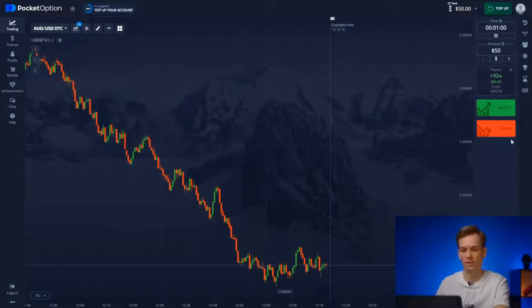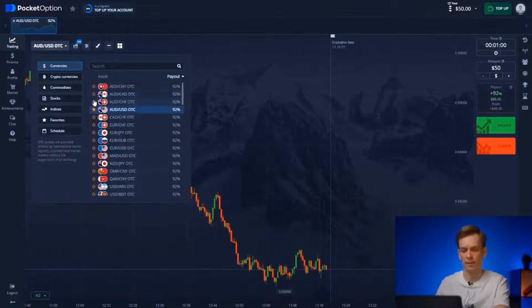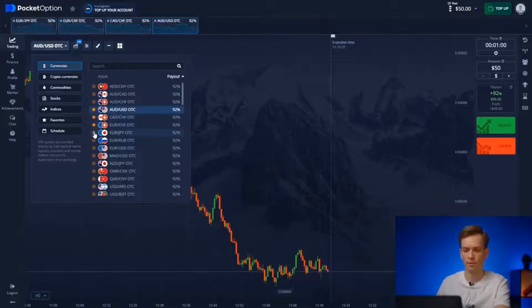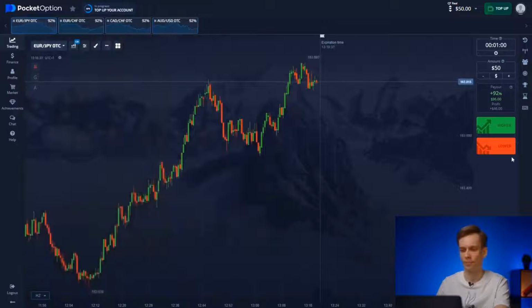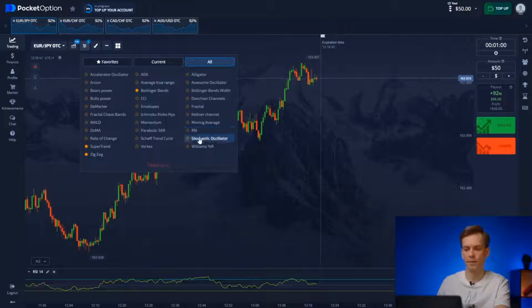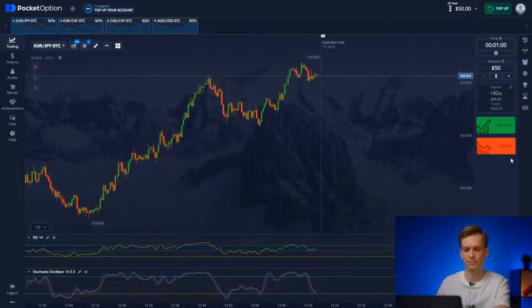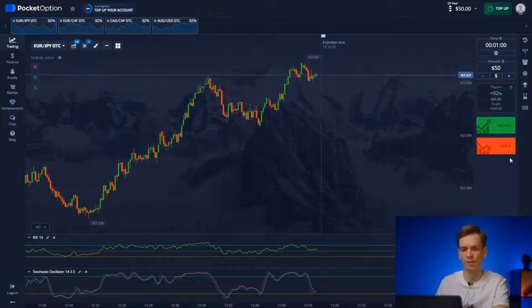Now let's add the currency pairs. I'm going with the Australian dollar, the US dollar, the Canadian dollar, the Swiss franc, euro, the Swiss franc, and finally euro, the Japanese yen. I will also be using the RSI and stochastic indicators. Now that our platform is set up and ready to go, I must say it's incredibly user-friendly. I really like the interface, everything is accessible and intuitive.